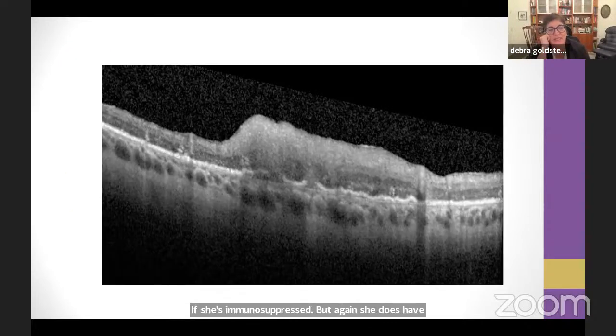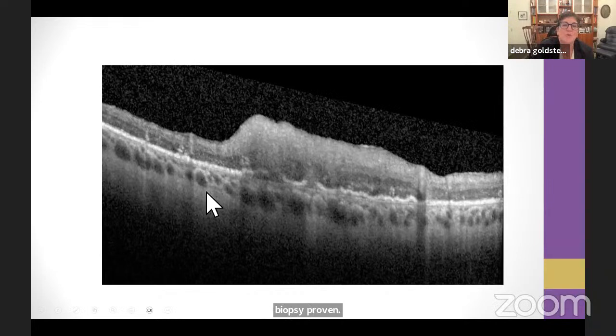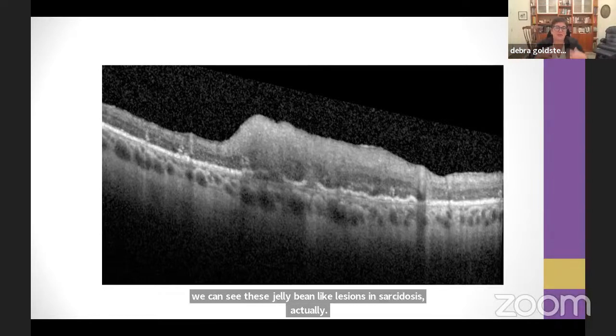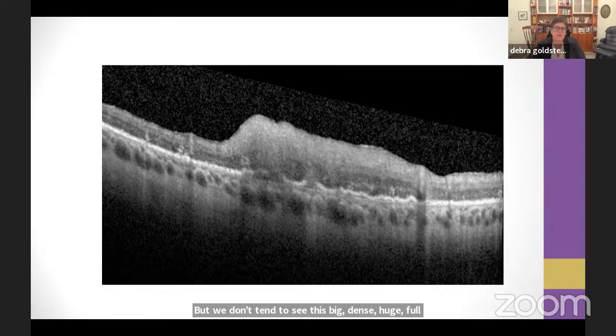And here's an OCT of the lesion, and you could see dramatic retinal thickening, but you also see breaks through the RPE with these lesions coming through the RPE. So we can see these jelly bean-like lesions in sarcoidosis actually, but we don't tend to see this big, dense, huge, full thickness retinal infiltrate. So why is this not herpetic disease when we look at this OCT?